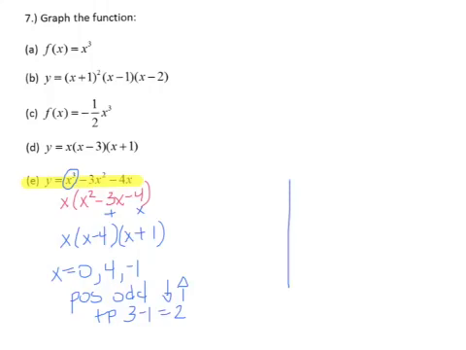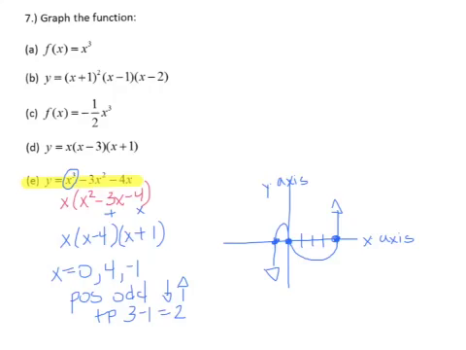So I'm going to graph this, and I want a 0 at 0, a 0 at negative 1, and a 0 at 4. So here's 4. I know my arrows are going to be down and up. So I'm going to go through all my zeros, and here's the sketch of my graph. I could label this my x-axis and my y-axis.